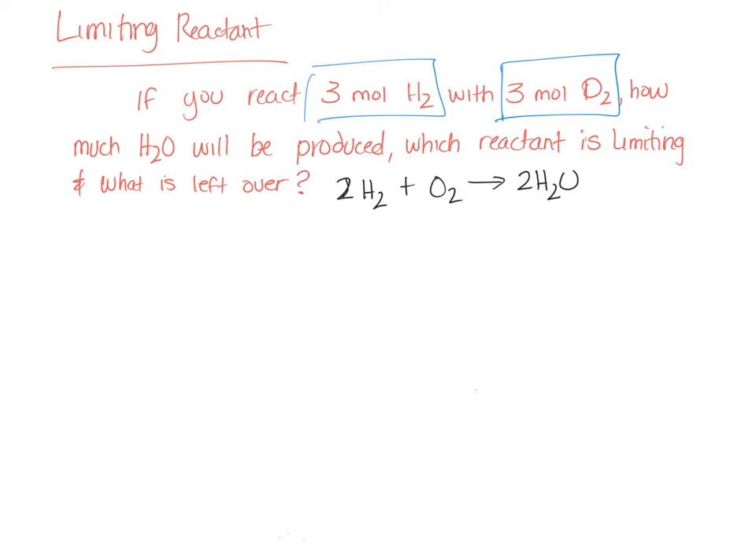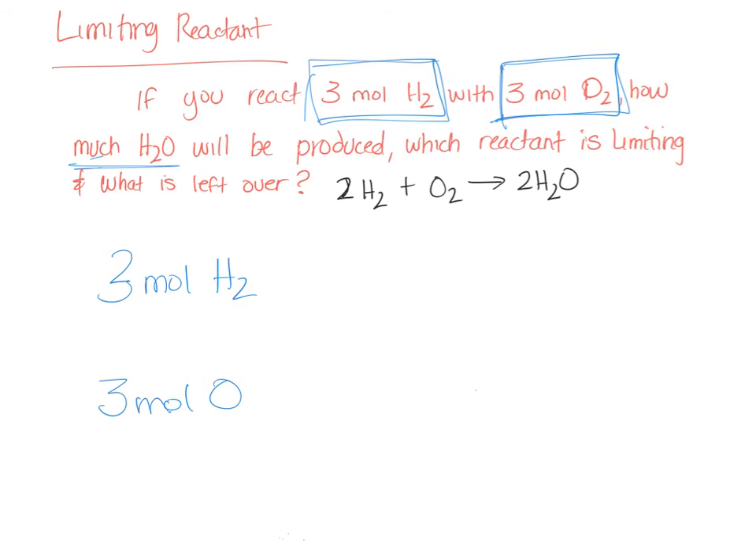Okay, so if I have 3 moles of hydrogen, there's a number, unit, and quantity, reacting with 3 moles of O2, how much water will be produced, which reactant is limiting, and what's left over? So when you have these limiting reactant problems and these quantities, and we're looking for water, what you have to do when you have 2 givens, as I like to say, 3 moles hydrogen, and I have 3 moles oxygen.